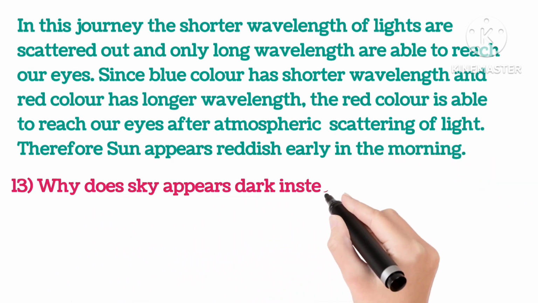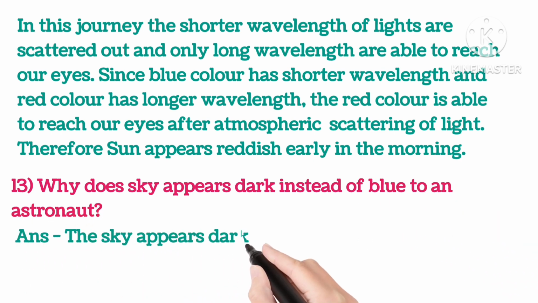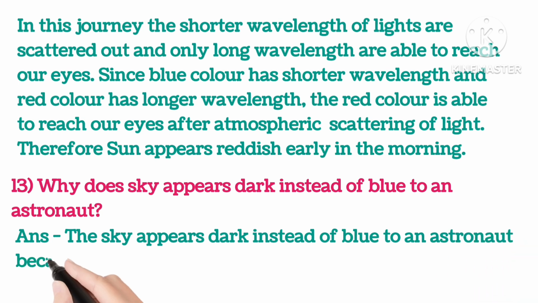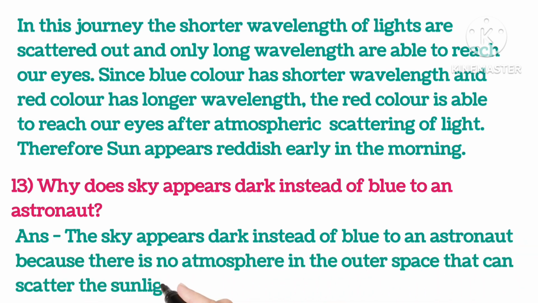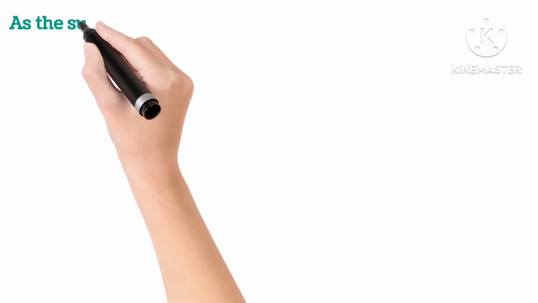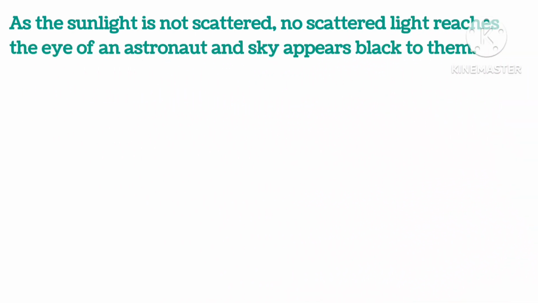Why does sky appear dark instead of blue to an astronaut? Sky appears dark instead of blue to an astronaut because there is no atmosphere in the outer space that can scatter the sunlight. As the sunlight is not scattered, no scattered light reaches the eye of an astronaut and sky appears black to them.